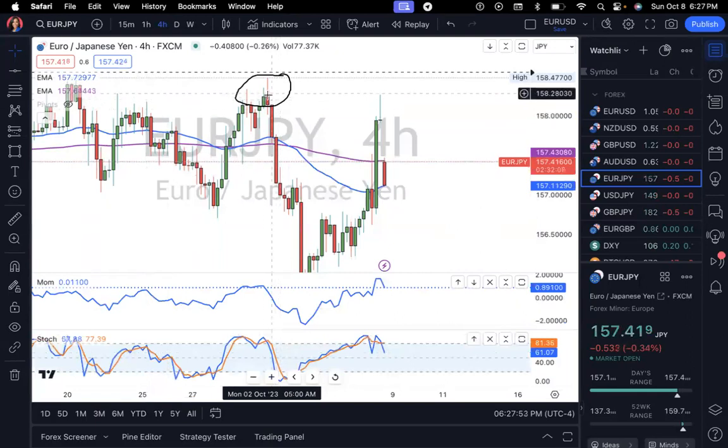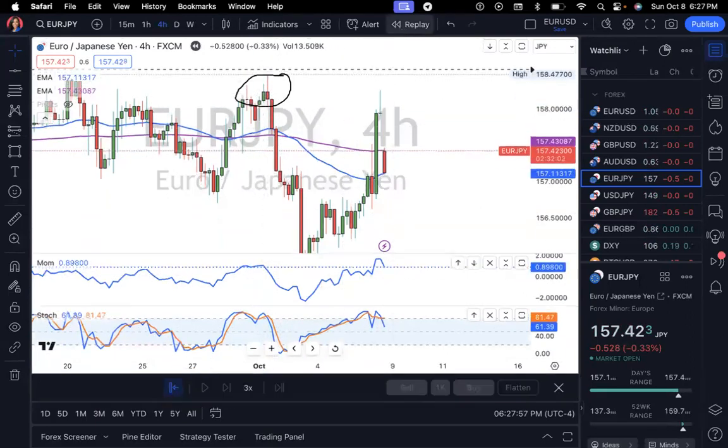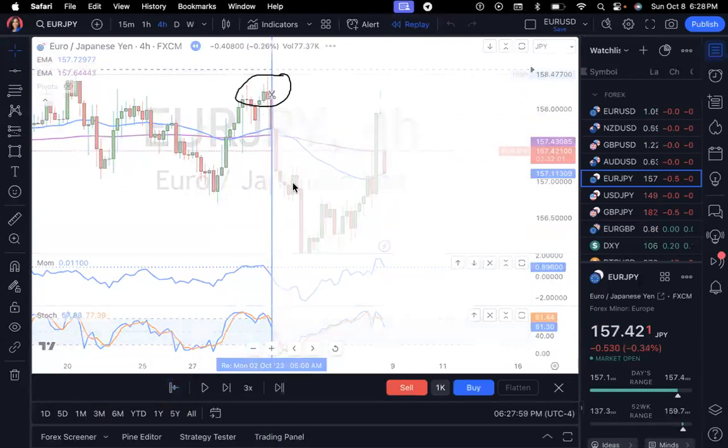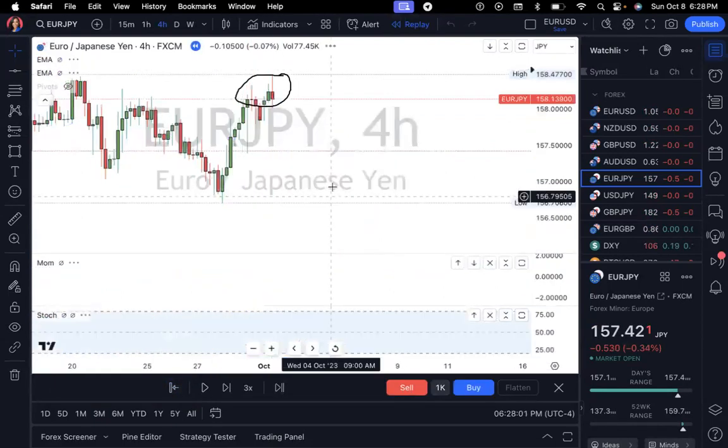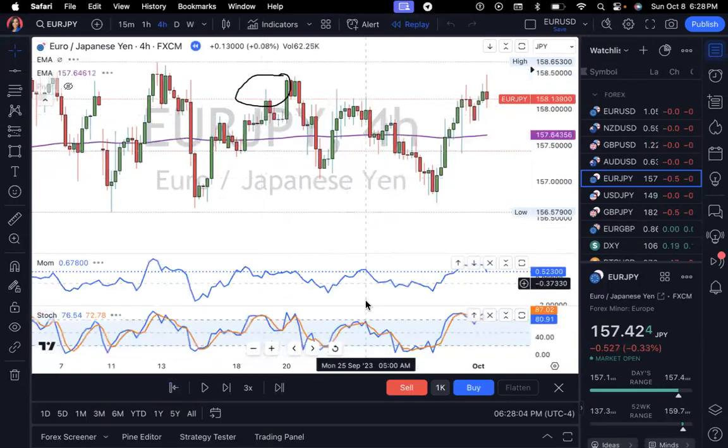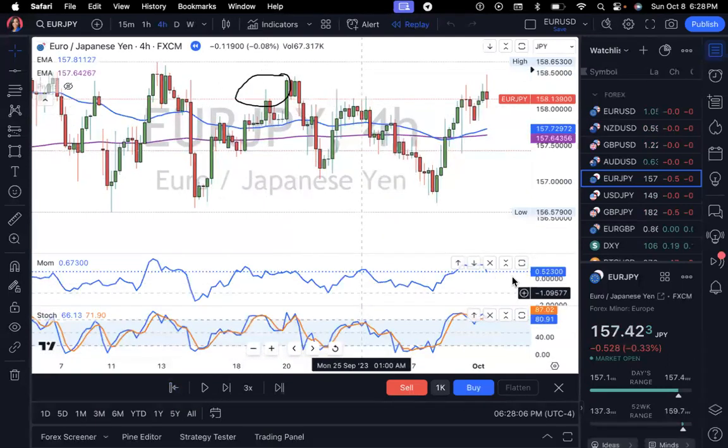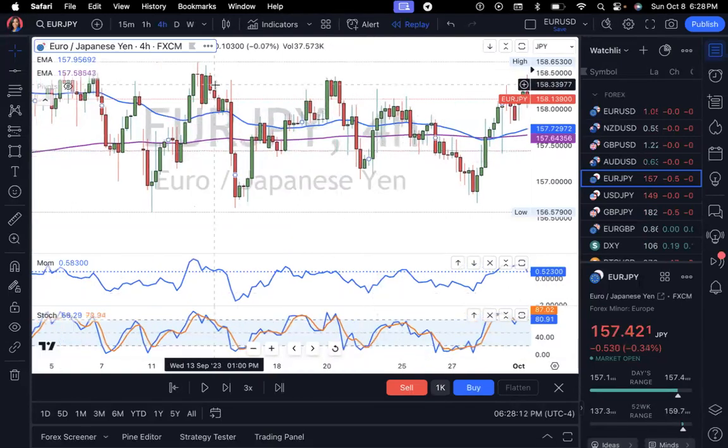Well, we have some reversal confirmations here. We got the wicks at the top. We have the momentum crossing. Let me actually put it in replay mode so we can see if it happened on that candle. Second, y'all. I think it was here.